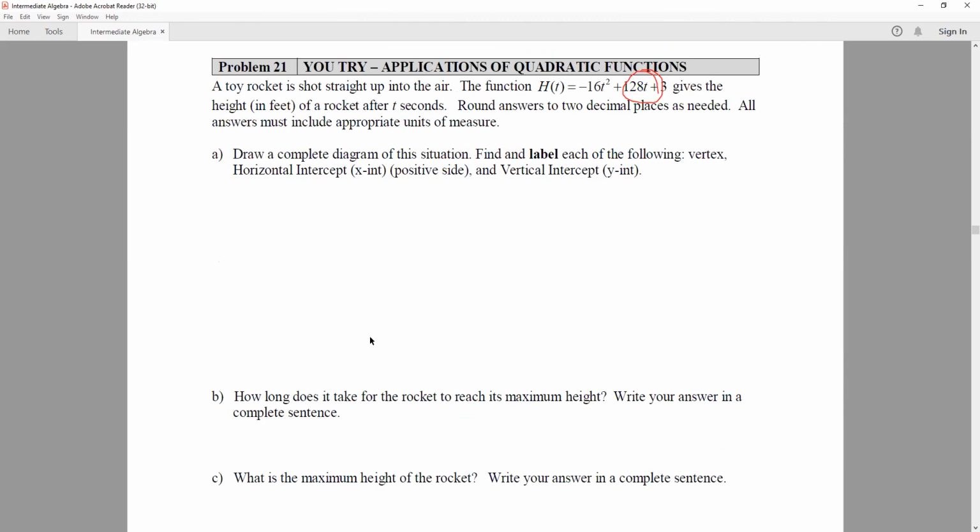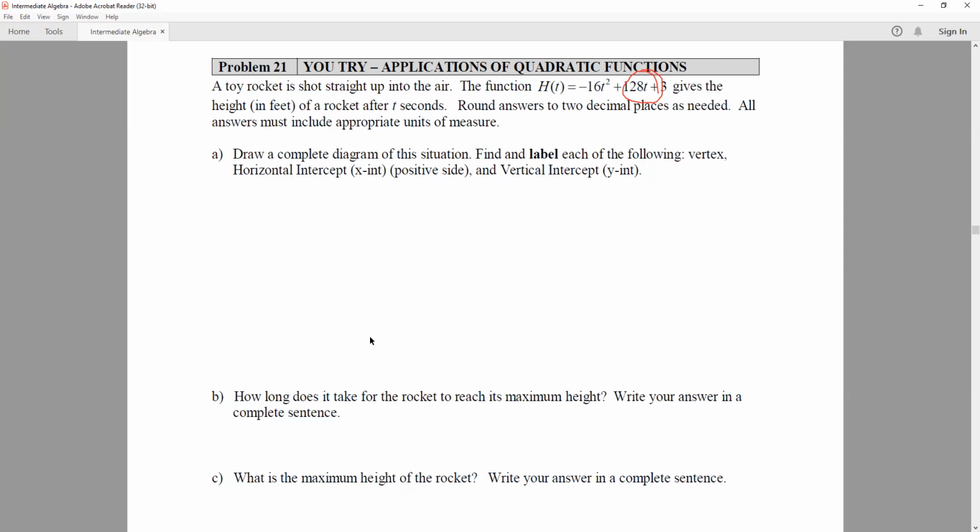Now with problem 21, we have a toy rocket. It's shot straight up into the air. The function h of t equals negative 16t squared plus 128t plus 3 gives the height, in feet, of a rocket after t seconds. Round to 2 decimal places as needed.